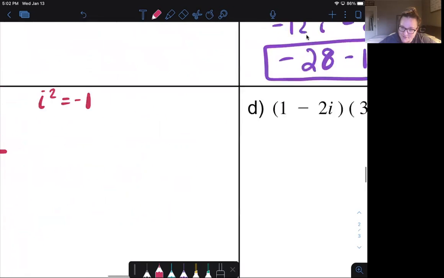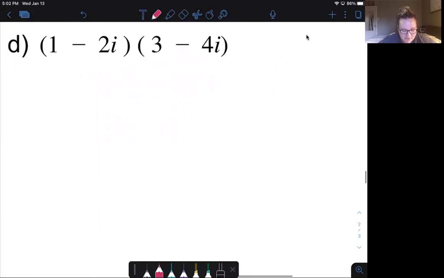All right, you ready to try this on your own? Part D, go ahead and multiply 1 minus 2i times 3 minus 4i. Press pause and then press play when you're ready to check your work. You got this.